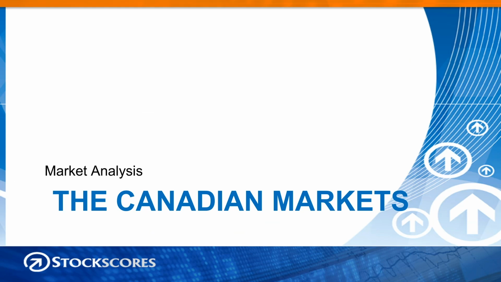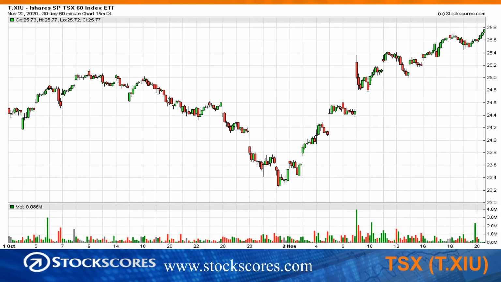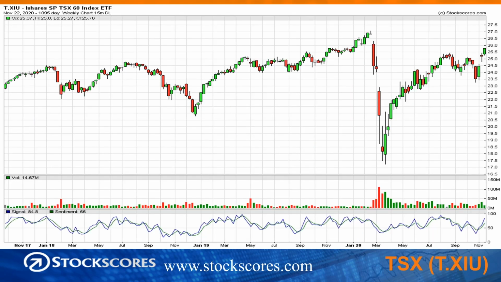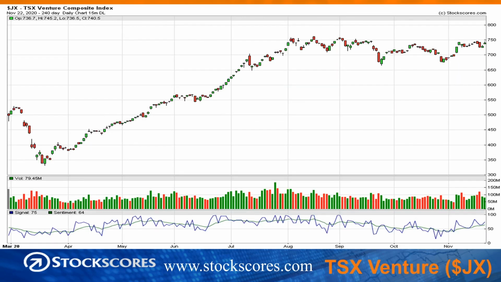Onto the Canadian markets, and here you can see the TSX is generally in an upward trend in the short term, so we can be bullish on Canadian stocks right now, short term. Longer term, it's slightly good, but it does have some resistance that I'm concerned about. So although we're moving up in the last couple of weeks, I would be concerned that the upside is limited, so it's sort of a neutral situation there.